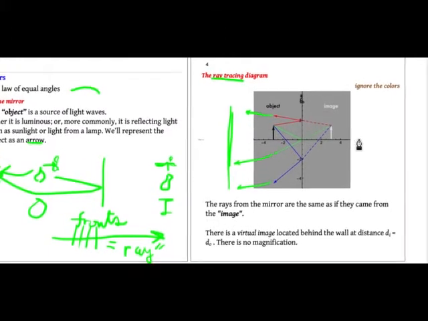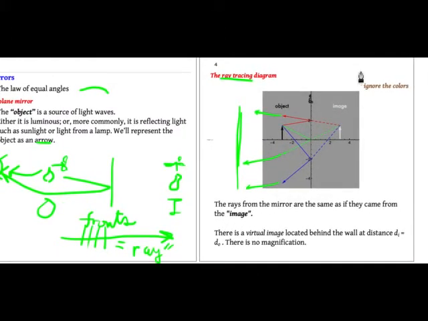So that's a simple example of ray tracing. It's simple because the reflections are just at equal angles and it's a plane. The reflecting surface is a plane. Now in all of these diagrams, ignore the colors. The colors that I put in here have nothing to do with the colors of light. They're just put in so that you can tell where each reflected ray is. The green ray goes like that, the blue ray goes like that.